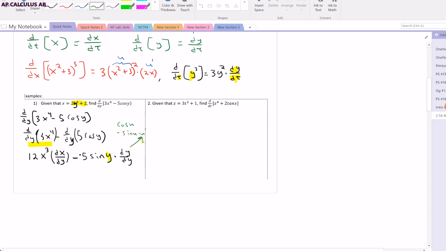Well, this dy is that u prime in this case. But notice how that's just going to go away. dy is 1. So really we're going to be left with positive 5 sine y here. All right, and then notice over here we have dx dy, right?